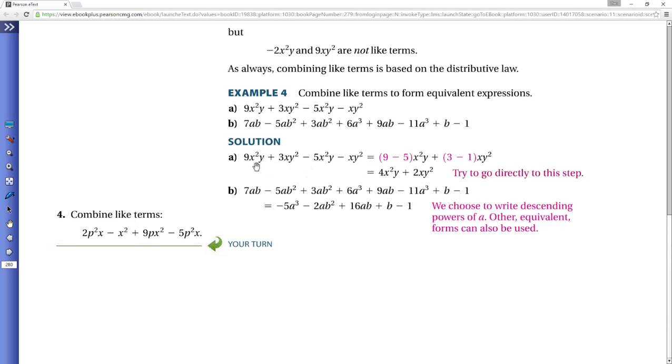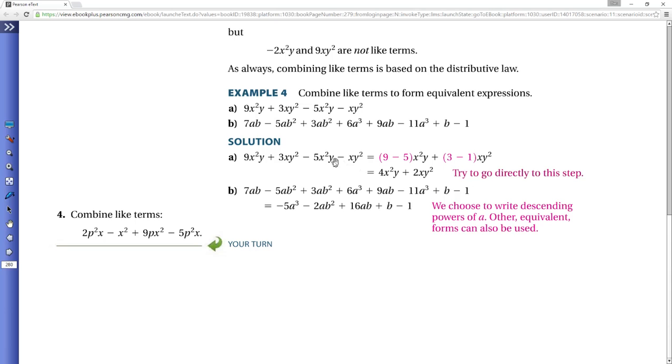So they rearrange this to be 9x squared y minus 5x squared y, which then they can factor out the x squared y right here and get 9 minus 5 times this. And then this xy squared and xy squared, same thing. And it's really a strategy of using the distributive property. We actually used all our laws right there: commutative, associative, and distributive. And the shortcut word for that is to combine like terms.